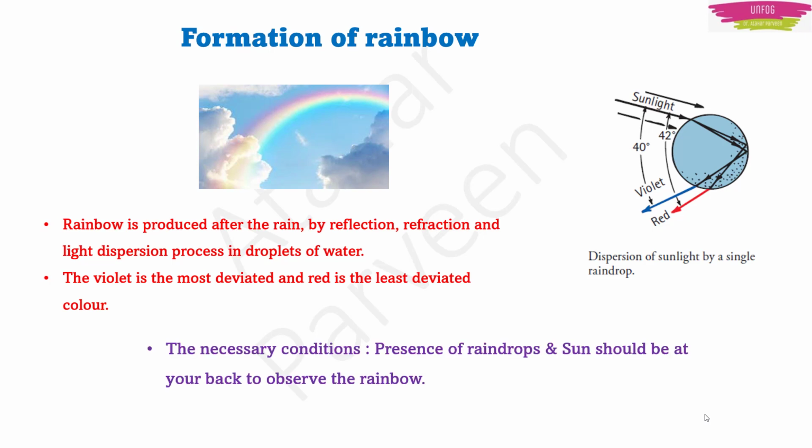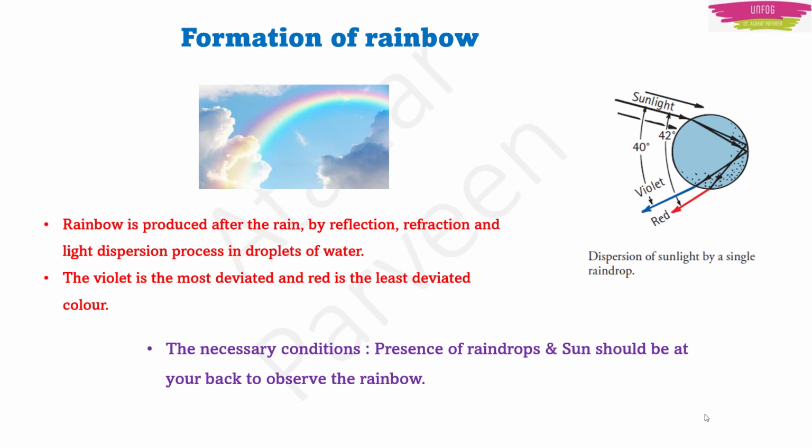Now there is one necessary condition for the formation of a rainbow. Simply, a rainbow doesn't form whenever it rains. It will form only in the presence of raindrops, but the sun should be at your back. Then only you can observe the rainbow.